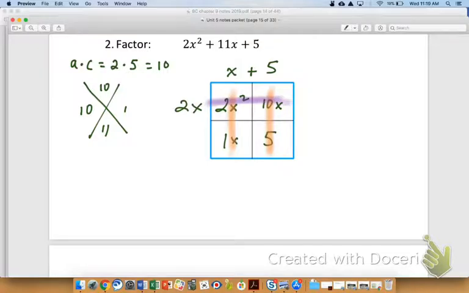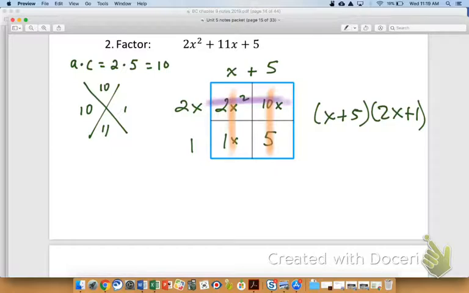And then what about along the 1x plus 5? Only a 1 in common, right? So I'd put a 1 right there. So my final factoring would be x plus 5 times 2x plus 1. If you wanted to check this, couldn't you just take those two binomials and multiply them back together? Yep. Should end up with who you started with.